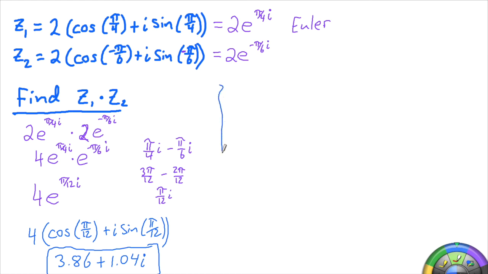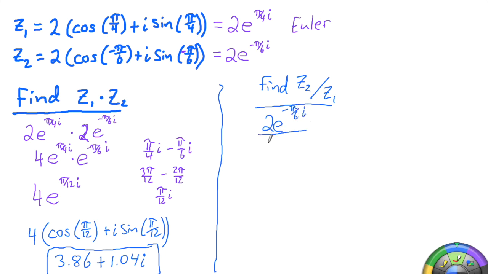Alright, let's look at division now. So what if I want to find, let's go backwards, Z2 divided by Z1? Well, the same thing's going to apply. We're just going to write them in Euler formula. So we're going to go Z2, which is this one, e to the negative pi over 6i, over 2e to the pi over 4i, the Z1. And we're just going to divide.